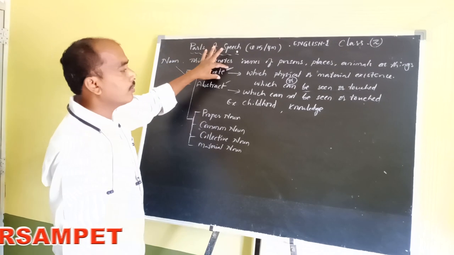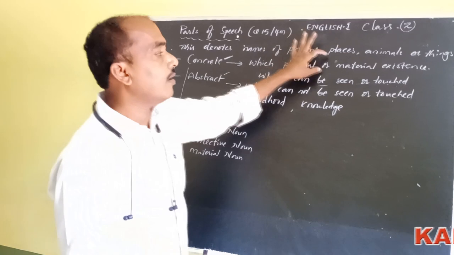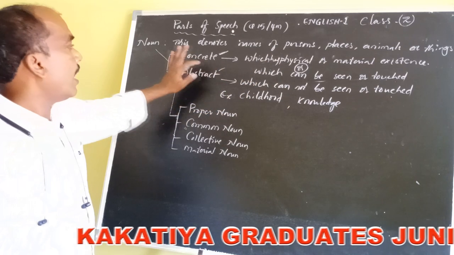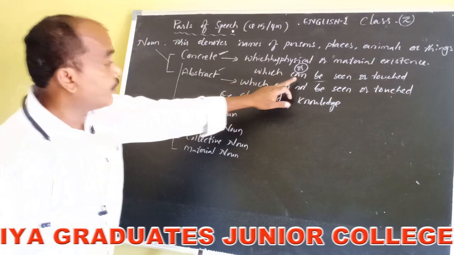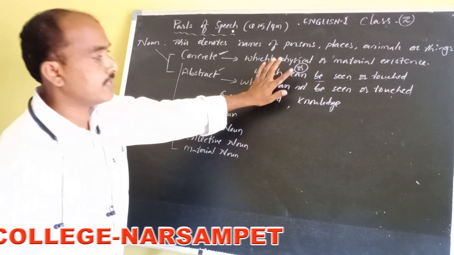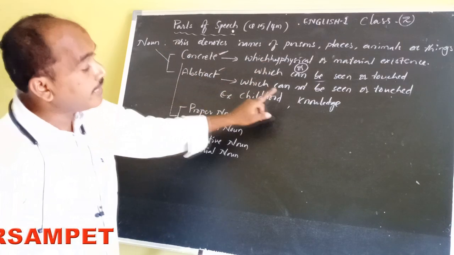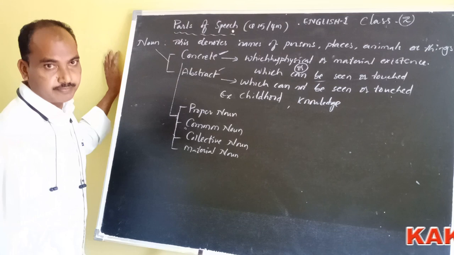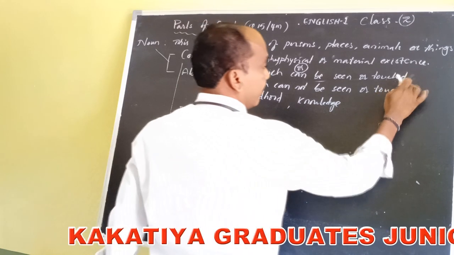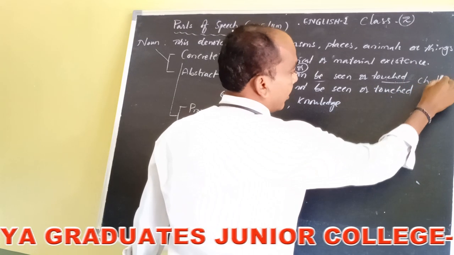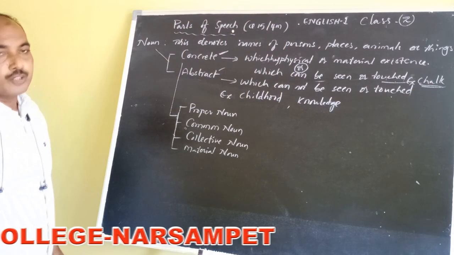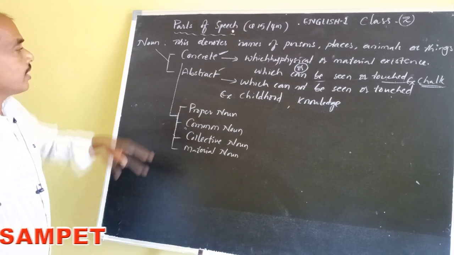What is a concrete noun? A noun which has physical or material existence. Another definition for that: this can be seen and touched. Which can be seen and touched is called a concrete noun. Which cannot be seen and touched is called an abstract noun. For example, for concrete, I have given before my example, chalk. It is possible to see and it is possible to touch. Chair, pen, box. These are all concrete.